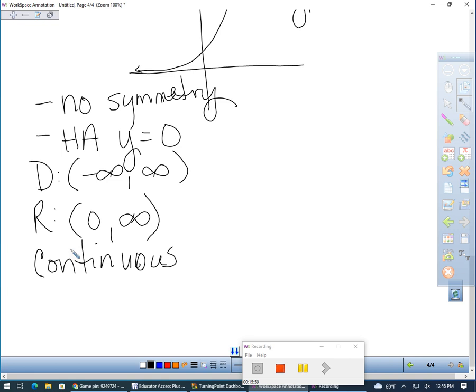Right, because exponential, I can't fold it on the y-axis and have the two sides meet up. So there's no symmetry, which means it would be a neither. Okay?